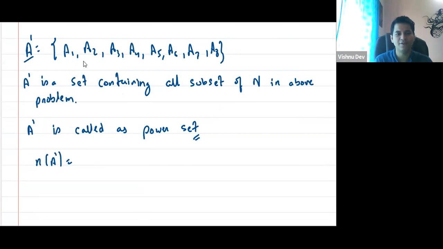And what is the number of elements of a power set? See, the number of elements is 2 to the power n. Yes or no? Ayana, this n and this n are different, by the way. Okay? Did everyone understand this? Everyone understood till here?